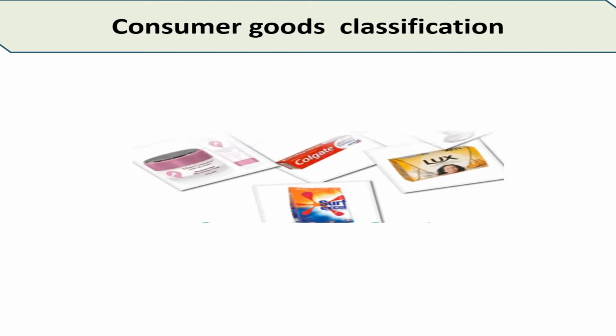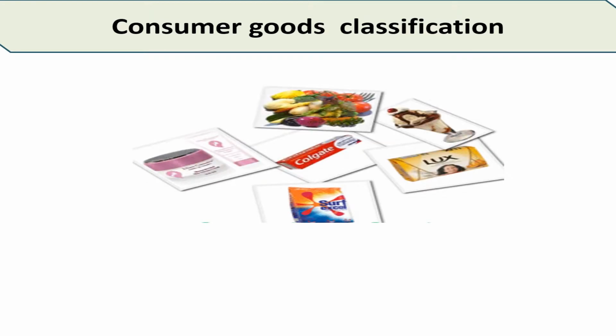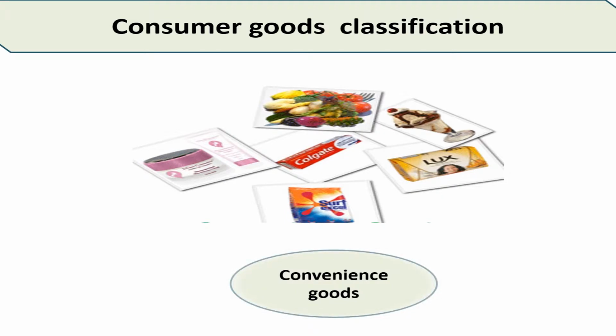Classification of consumer goods. A classification used in marketing separates products targeted at consumers into three groups: 1. Convenience goods, 2. Shopping goods, and 3. Specialty goods. A convenience good is one that requires a minimum amount of effort on the part of the consumer. Extensive distribution is the primary marketing strategy.